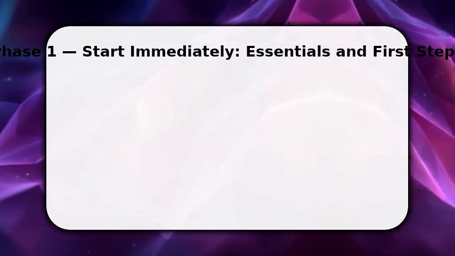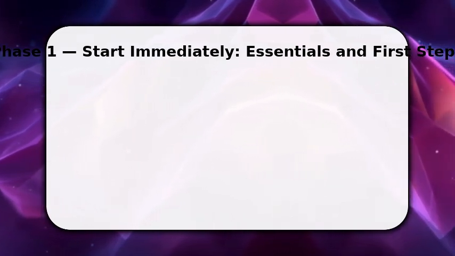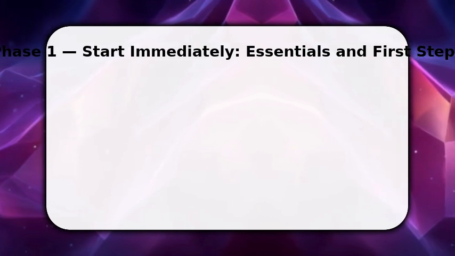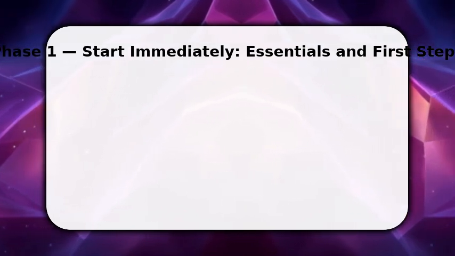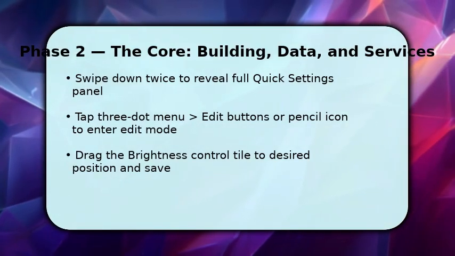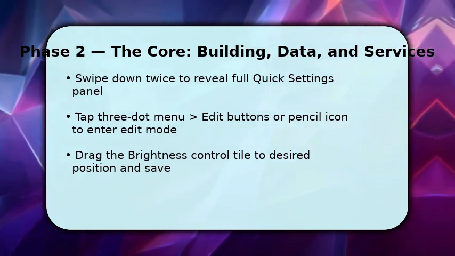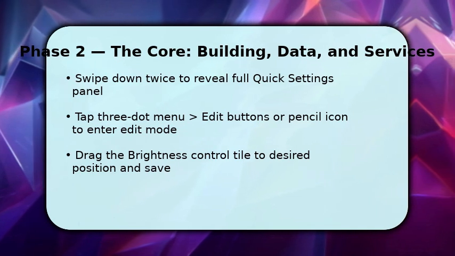You want the screen awake, not in dark mode, so toggle off any power saving that limits UI changes. This prevents the system from locking layout updates while you work. You swipe down twice to show the full Quick Settings panel, then tap the three-dot menu or the pencil icon to edit buttons. This is where layout changes happen.